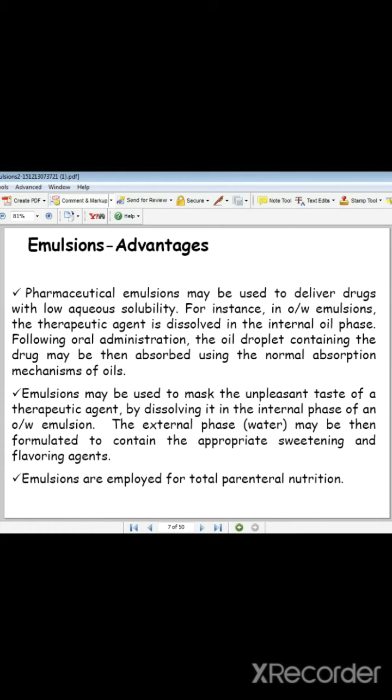Emulsions may be used to mask the unpleasant taste of therapeutic agents. Emulsions are widely used for masking the unpleasant taste of therapeutic agents by dissolving them into the internal oil phase of an oil in water emulsion. The external phase may then be formulated to contain the appropriate sweetening and flavoring agents. Emulsions are employed for total parenteral nutrition.